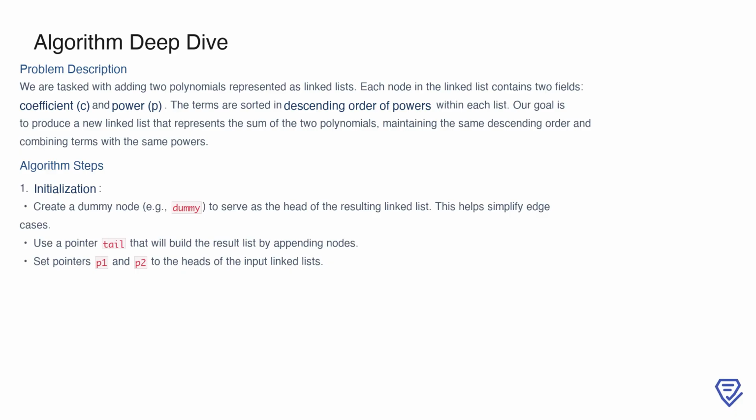The algorithm begins with initialization. We create a dummy node to serve as the starting point of our resulting linked list. This dummy node simplifies managing edge cases, such as empty input lists. We also use a pointer, called tail, to help build the result list as we process the terms. Finally, we set up two pointers, P1 and P2, to traverse through the input linked lists, starting at their respective heads. This setup lays the groundwork for efficiently merging the two lists.